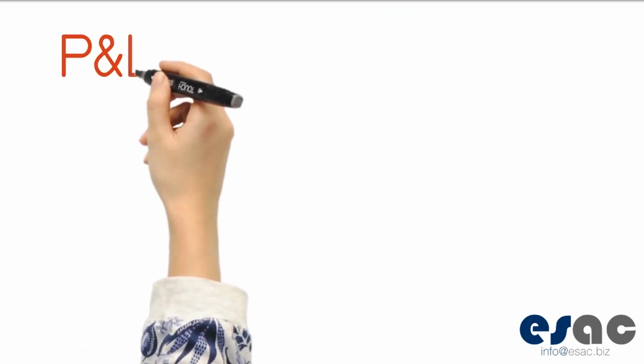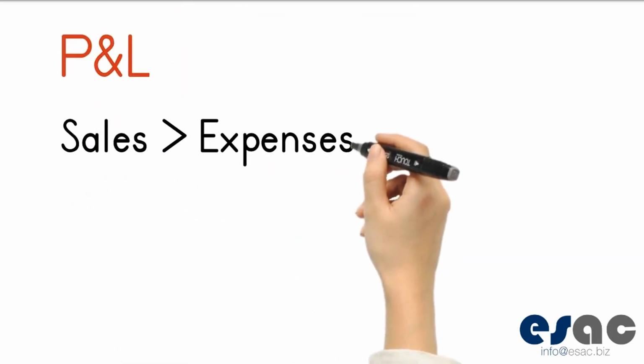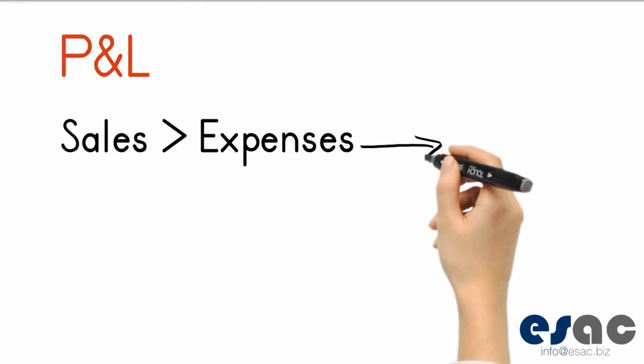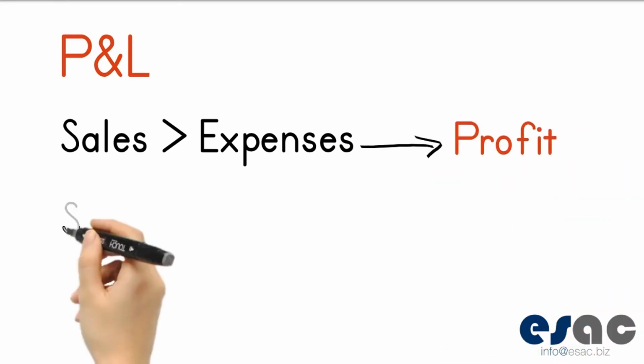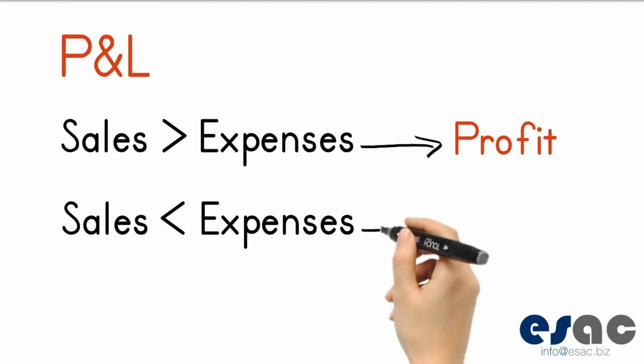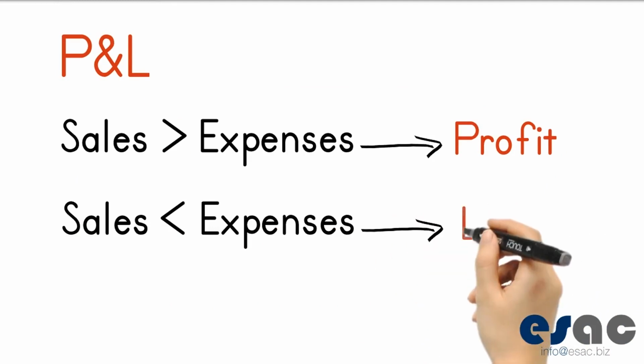The P&L is as simple as sales minus expenses. If sales are larger than expenses, we will obtain a profit. But if sales are smaller than expenses, then we will suffer a loss.